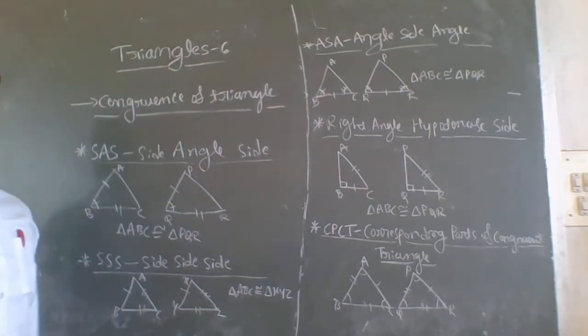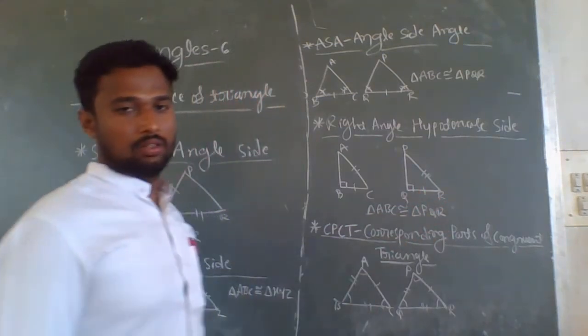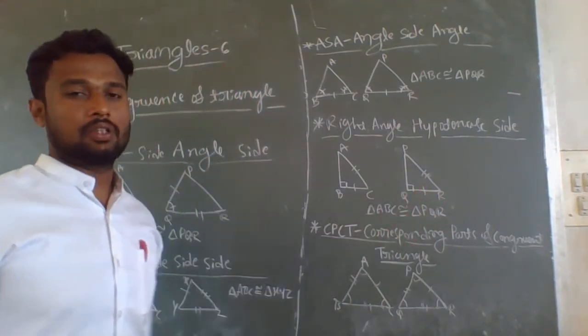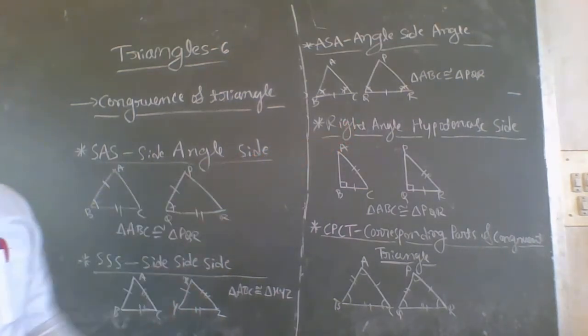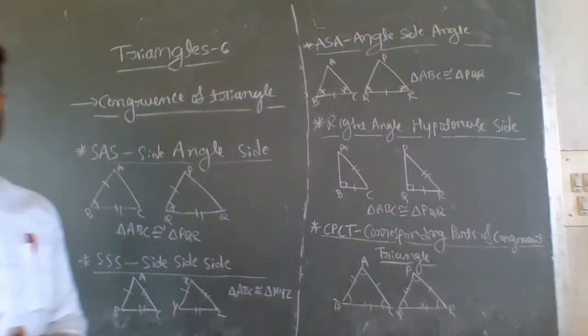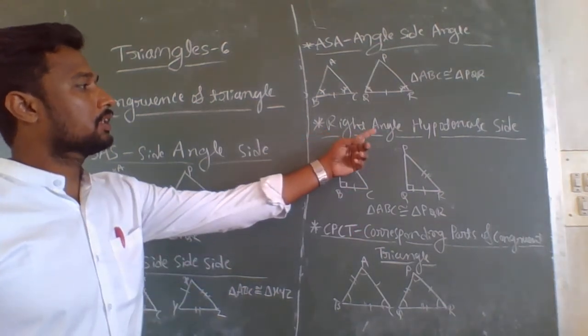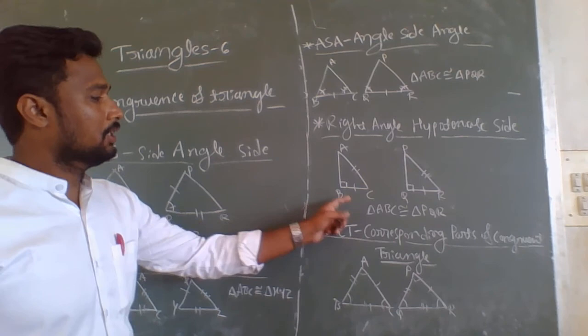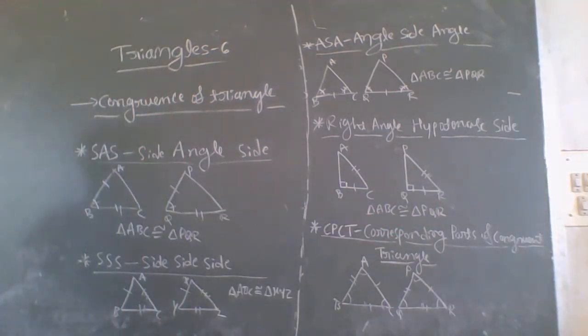So here two sides are equal. Side BC is equal to side QR. Therefore, according to right angle hypotenuse side, triangle ABC and triangle PQR are congruent to each other. So here I have written, according to right angle hypotenuse side, triangle ABC is congruent to triangle PQR. So these are the different properties which are used to prove two triangles as congruent.